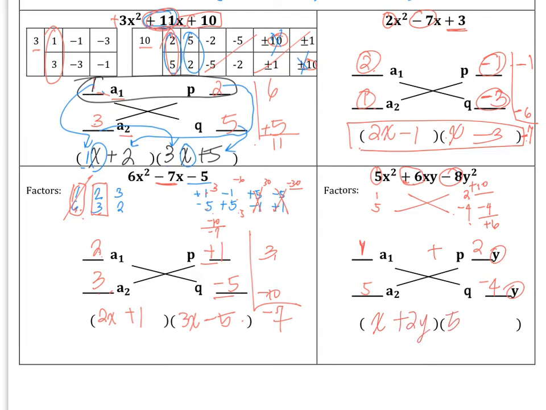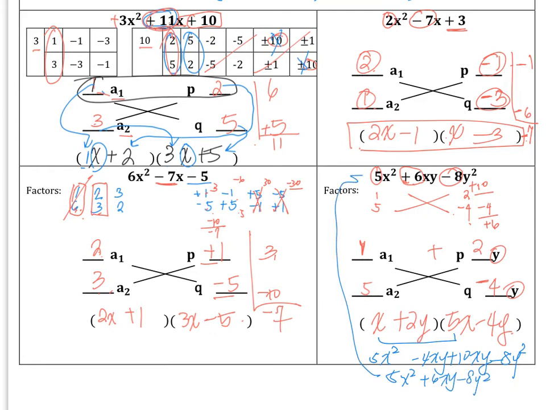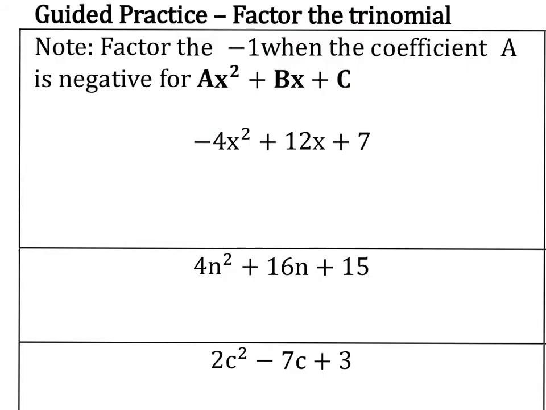5 times x minus 4y. So when you check with FOIL method, it works. 5x squared, negative 4xy, plus 10xy, minus 8y squared. So 5x squared plus 6xy minus 8y squared, which is your original polynomial.